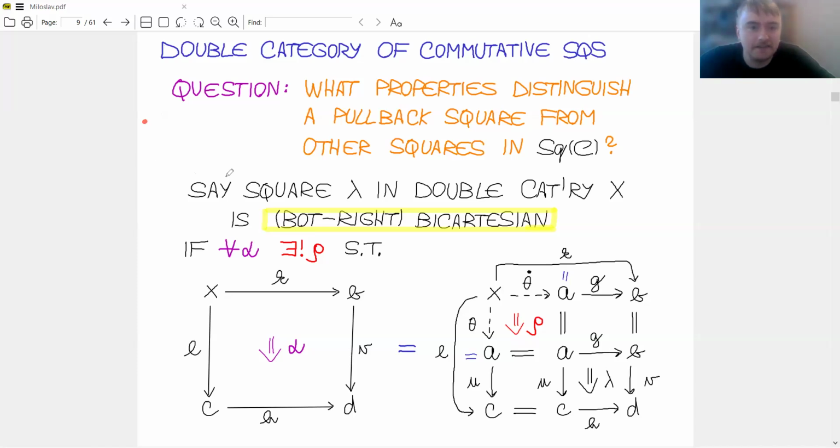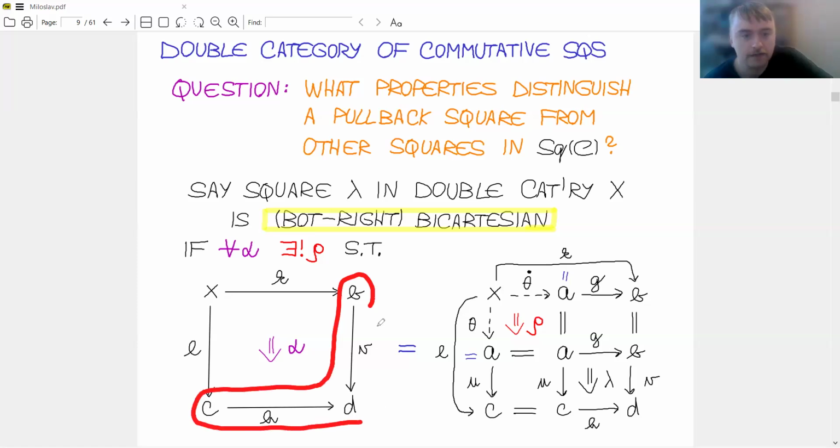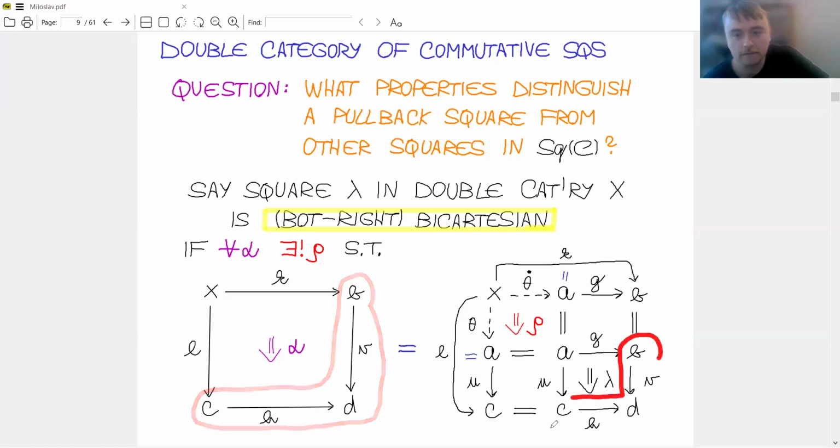not biased in any direction, I would say. So the square is a pullback in this double category if and only if it is what I call bottom right bicartesian, which is to say the following. Lambda is bottom right bicartesian. Lambda is here, and it says that given any square like this, there exists a unique square such that this equality of squares holds. What I didn't say is that this alpha has to share the bottom right part with lambda.